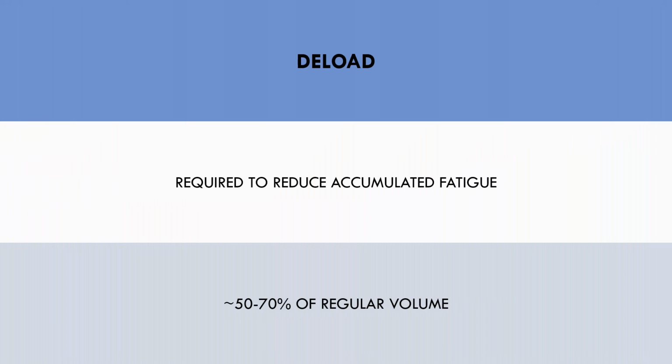The deload week acts as a way to reduce accumulated fatigue for the trainee. The only variable that should change for a deload is total weekly volume. Volume should be reduced to around 50 to 70% of the regular training volume.